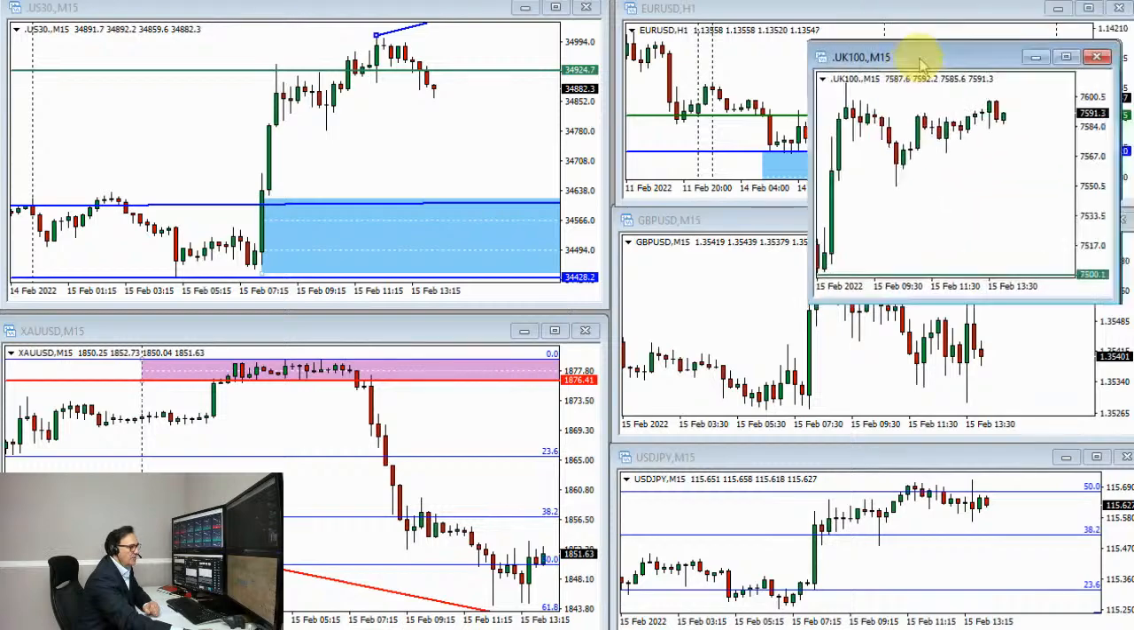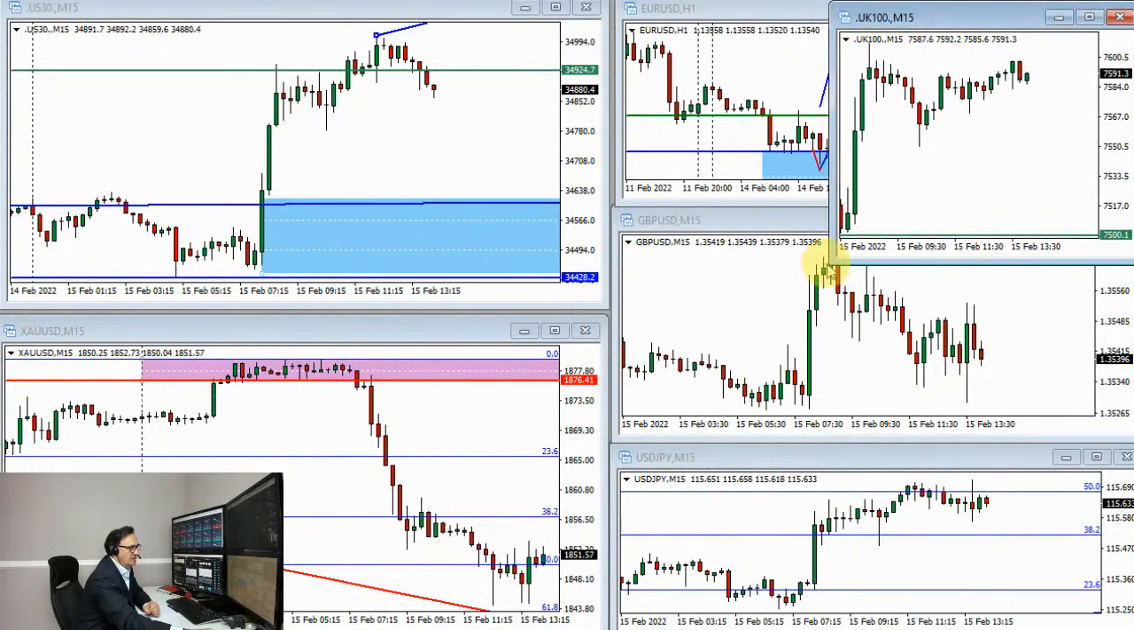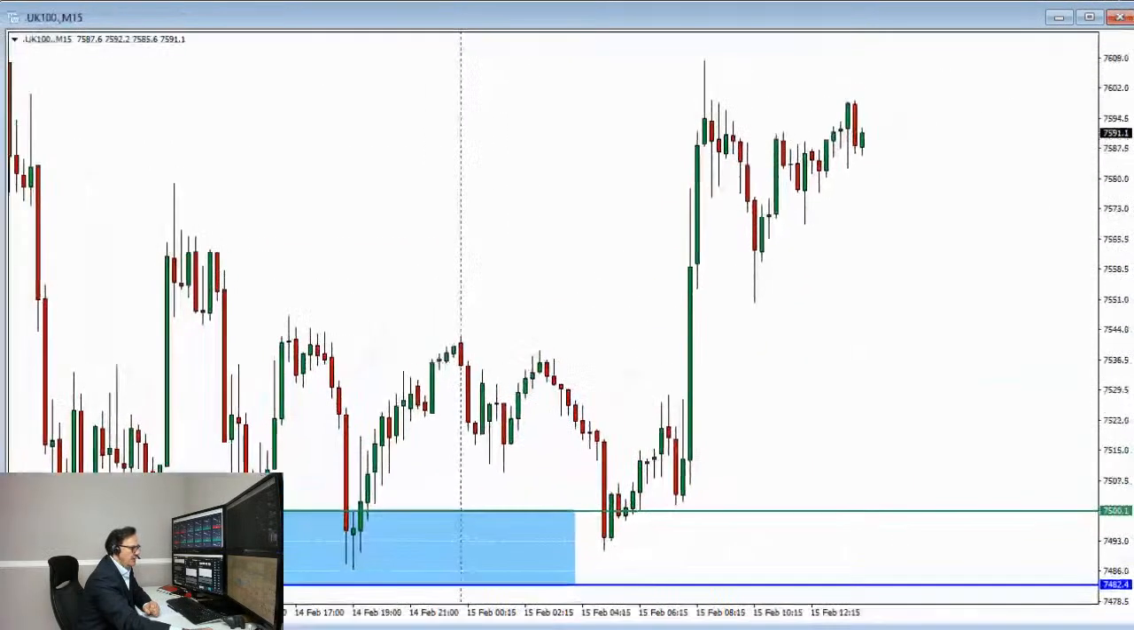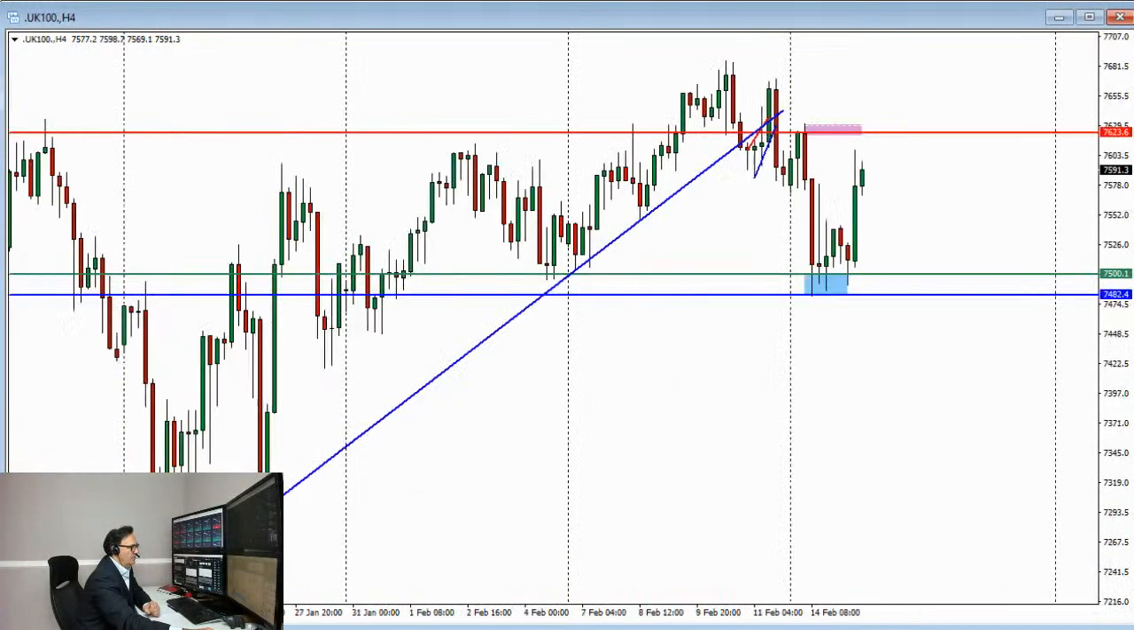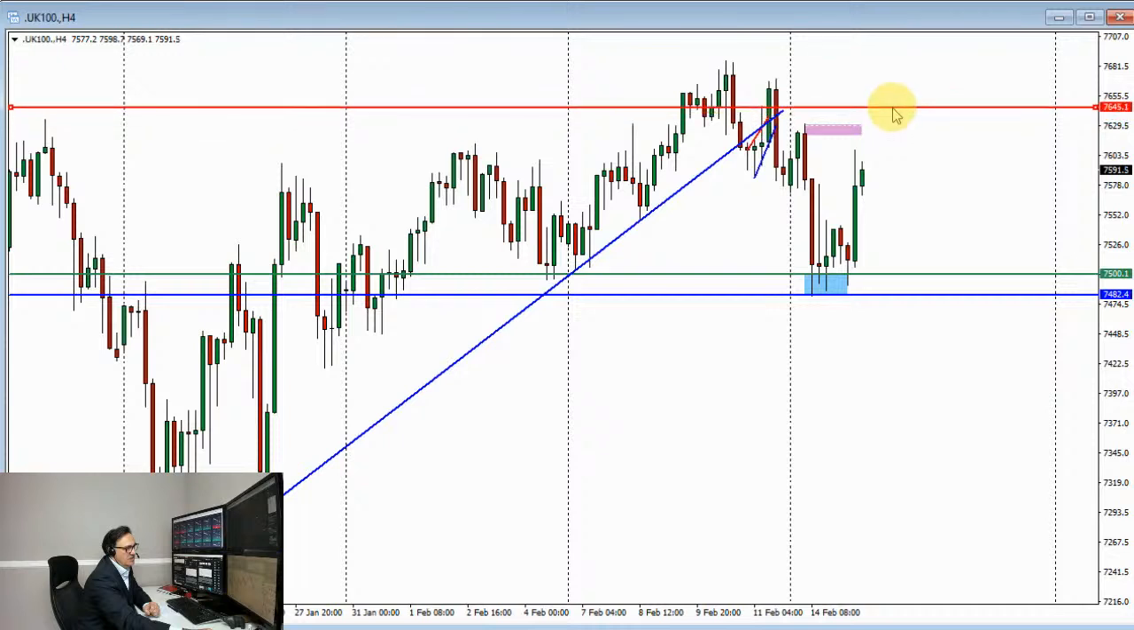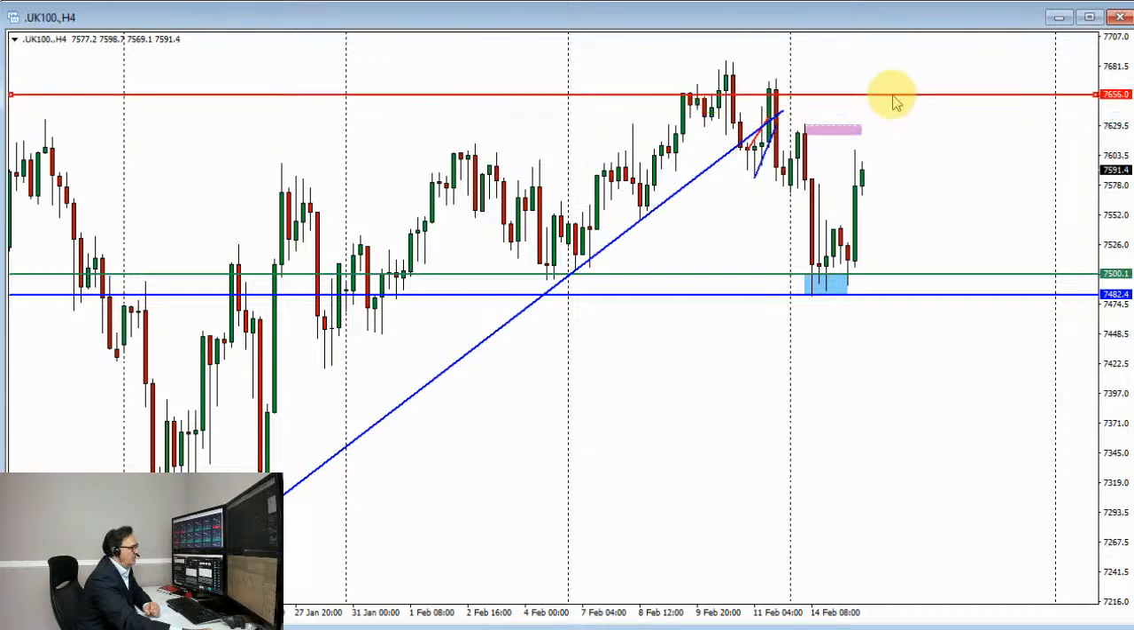Now let me just show you that from yesterday. We were looking at that from the 7,500 level. This was the area of interest. This was a corrective pullback, and I was looking for a push higher towards 76.20 and then 76.55 on the upside ultimately. So that's where we are with FTSE.